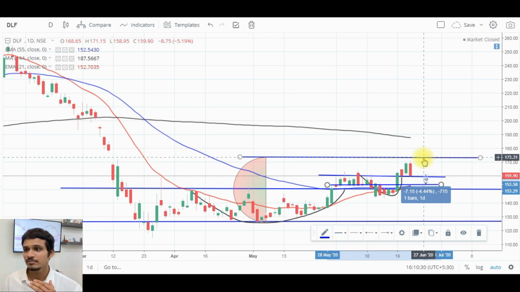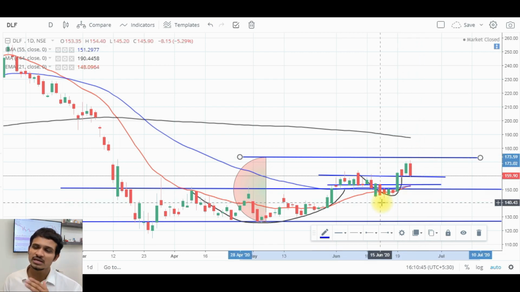The target here can be at a swing high of 172. In fact, if the price continues to advance and makes higher highs and higher lows, we can see higher targets being achieved in this case. But then you have to trail your stop loss and make sure that you are protected on the downside once again. So this is in a nutshell how we can identify the possibilities in IOC and DLF. Almost similar kind of possibilities we can see in both these stocks as of now.